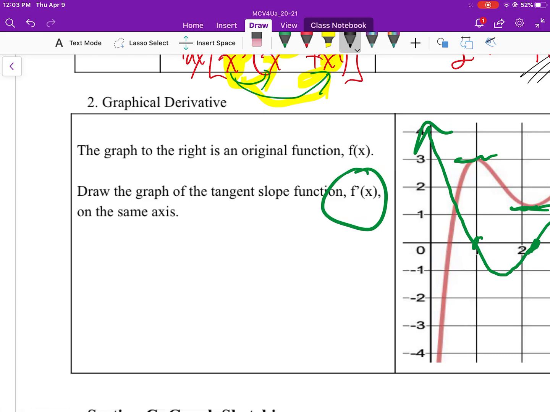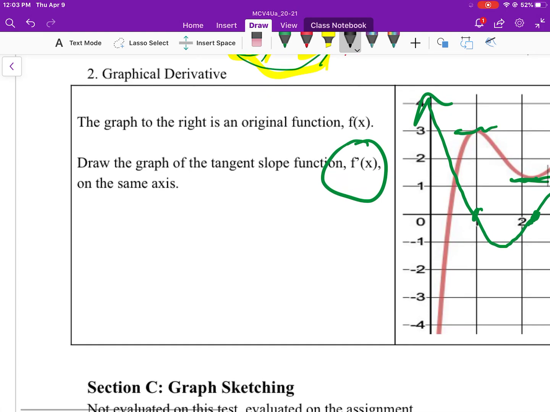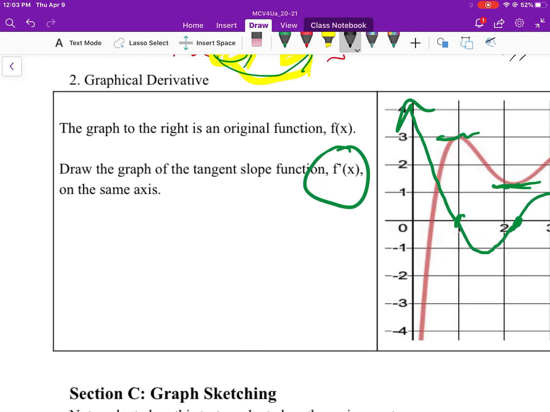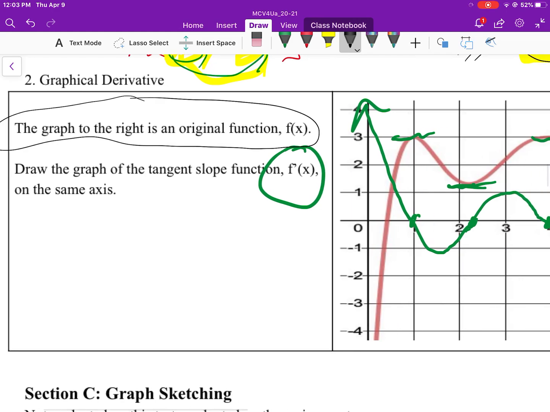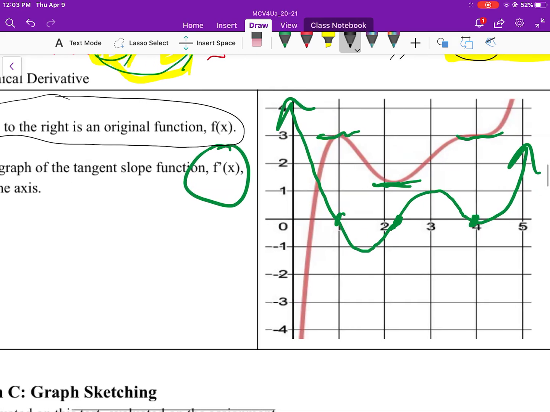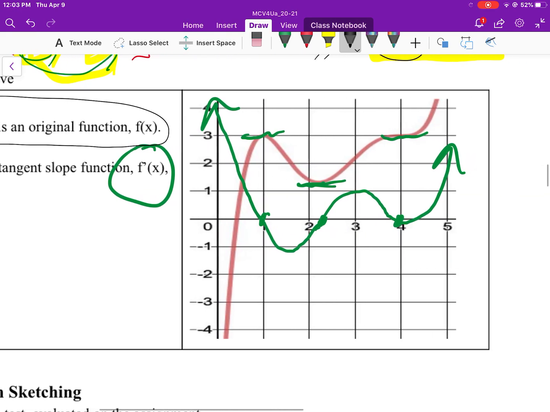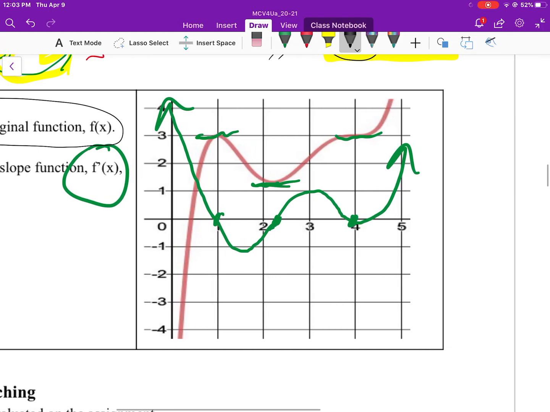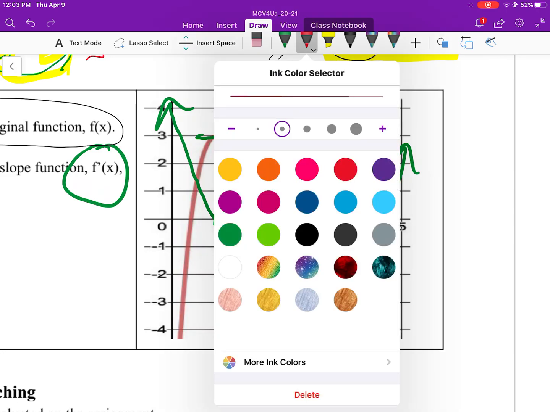So what about graphical derivatives? That's the next question. What is the derivative of the given graph? The graph shown in red here is the original function. What I'm going to do in green is draw the tangent slope function, the first derivative. So what we need to do here is I'm just going to get a blue and make it a little bit thicker maybe.